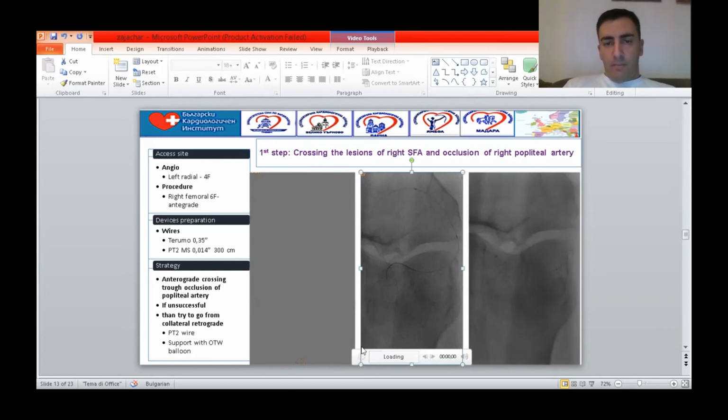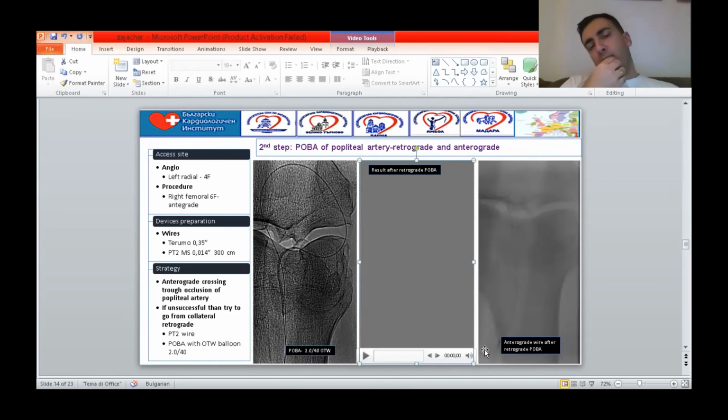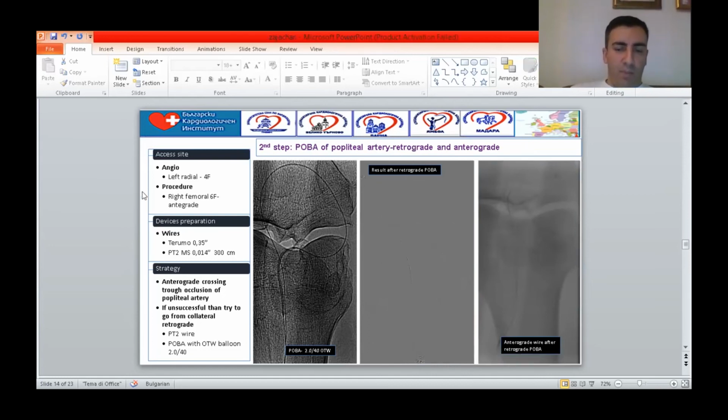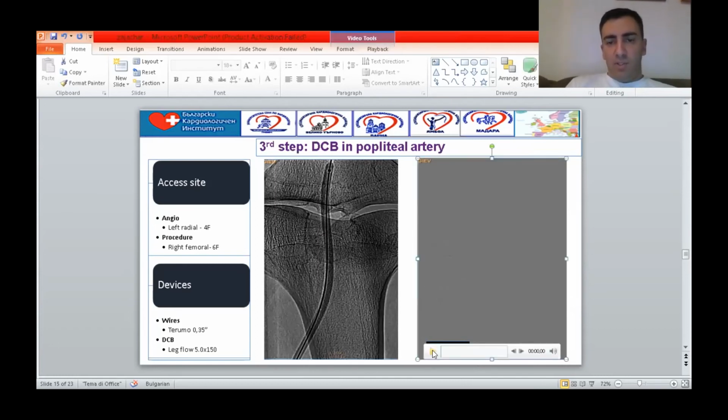You can see here the wire, how it goes retrogradely. And after that, we put the wire antegradely, because through this collateral we cannot pass with a bigger balloon, and we need to finish the treatment of this lesion with bigger balloon. So we passed with the wire antegradely, and we made this drug-coated balloon dilatation, and this is the result after the dilatation. The result is perfect.